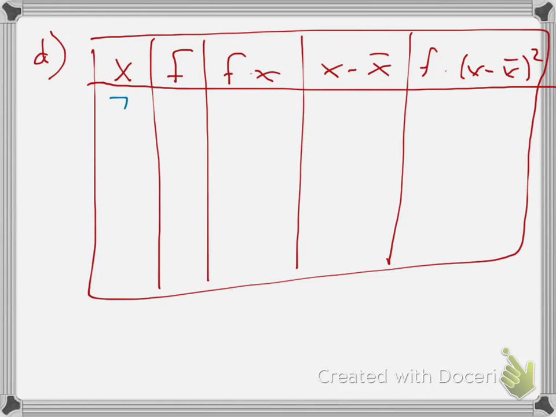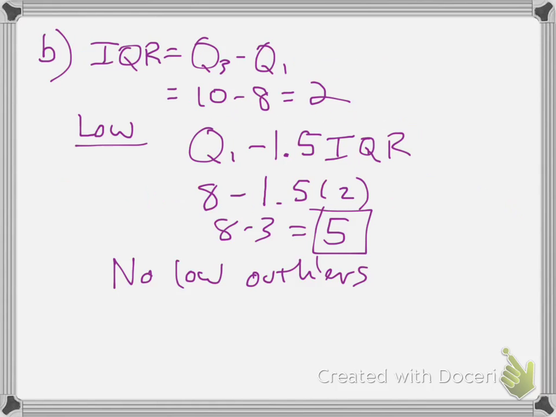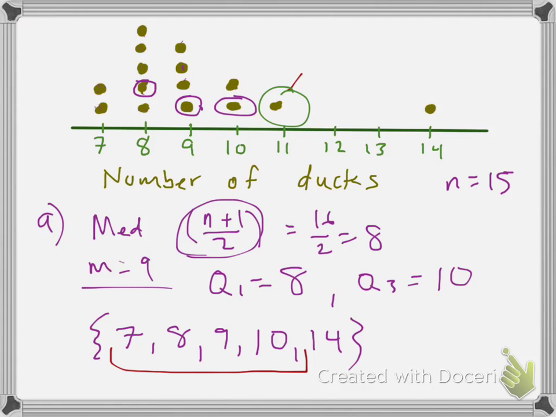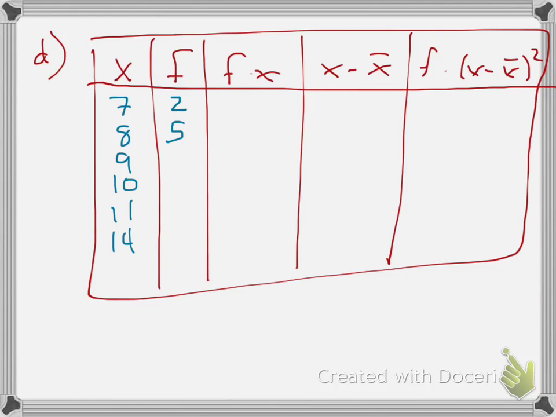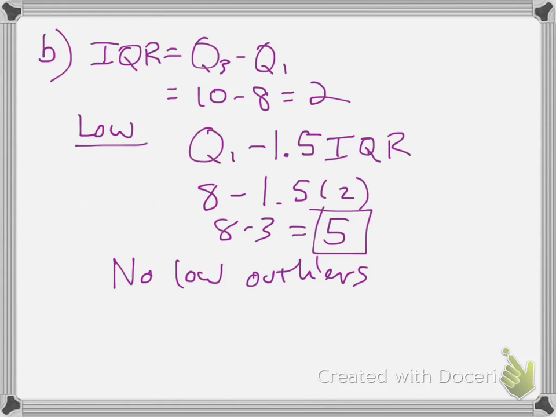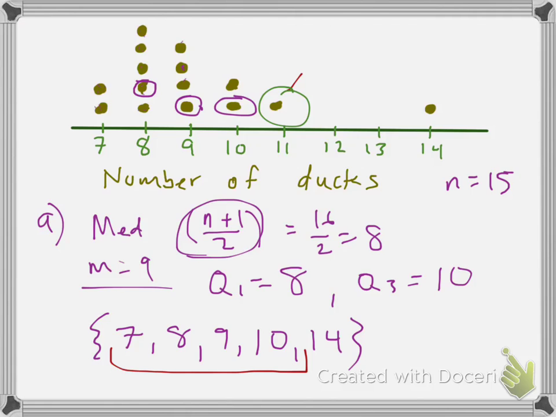So what goes in x is our observations: 7, 8, 9, 10, 11, and 14. That's our variable, the number of ducks at Round Pond. F is going to be the frequency, and I'm doing this from memory. I had two days that we had 7 ducks, I believe 5 days of 8, 4 days of 9, 2 days of 10, and 1 day of 14. Sorry, let me go back and double check. Got it.